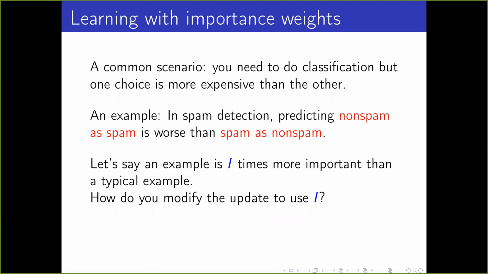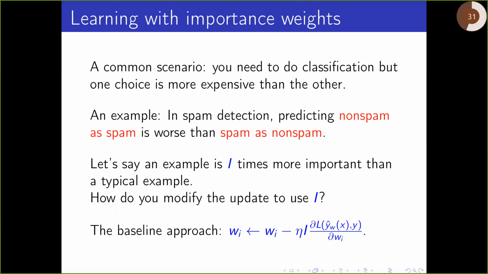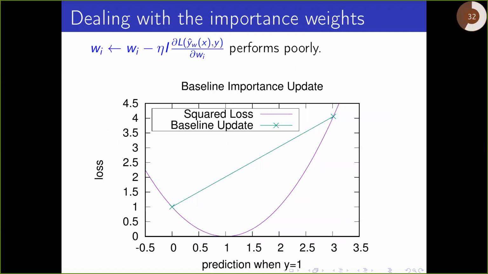Multiply by I. Multiply by I, yes. It's the baseline approach. Okay, so you can use the baseline approach, and this is what can happen. So you're here, you're at loss 1 when you predict 0 point, and then you update with an importance weight of 10, and you go over to something near loss 4, because it overruns the prediction, basically, or it overruns the label. So that's not great.